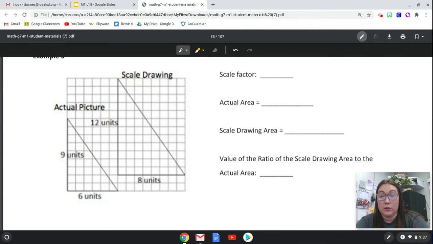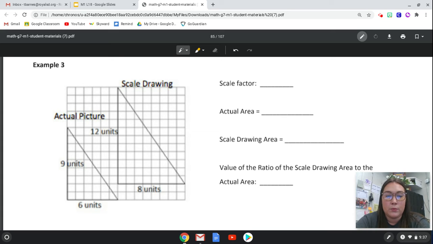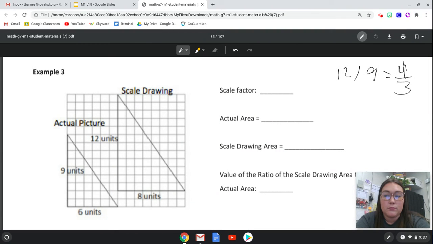Okay, so now we have a triangle, which is going to be a little more difficult, but we can do this. Scale drawing, actual drawing. Divide my scale drawing by my actual drawing corresponding lengths. What is that going to be, you guys? 12 over 9. What is that fraction? We're going to go ahead and just reduce it and leave it as 4/3. And now I have to do my 8 over 6, which equals also 4/3. So my scale factor is 4/3.